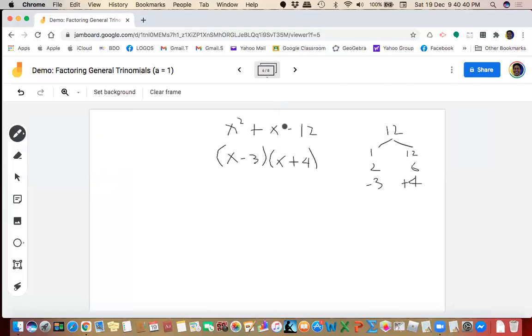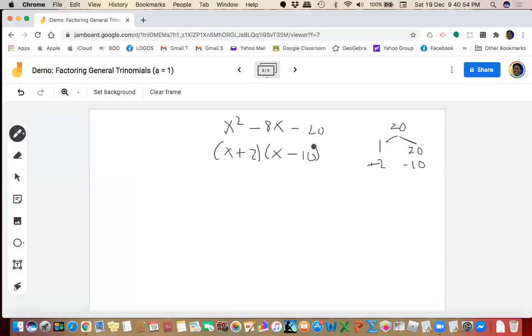In the third one, we look for the difference because the sign here is negative. And the sign of the middle term goes with the bigger number. So it goes with 4, and the other one takes the negative sign. And in the last example, again, we got the difference of the two factors, and we assign the sign of the middle number to the bigger factor, which is 10. So 10 is negative and 2 is positive.